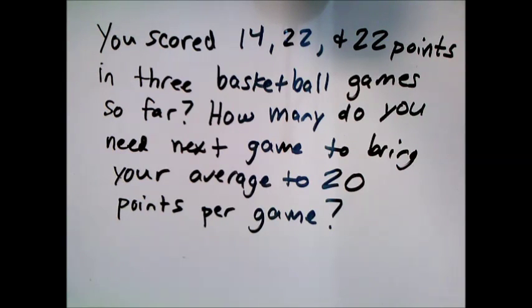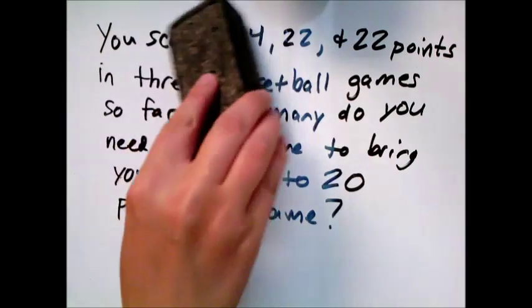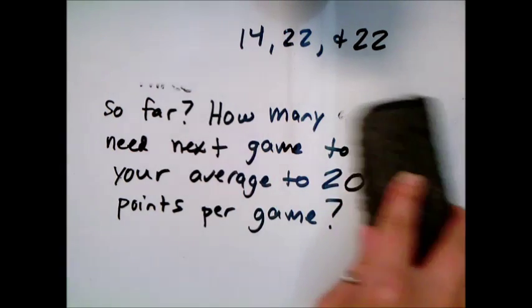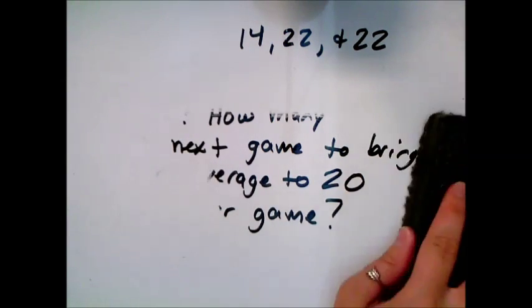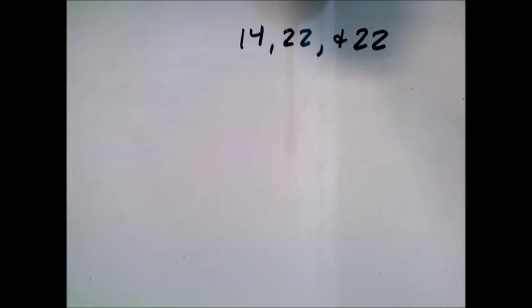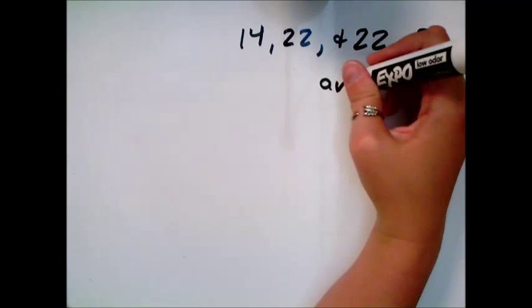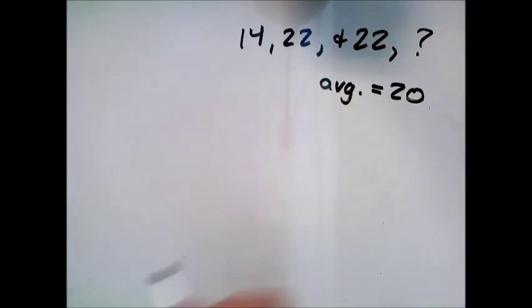But in this one, we're talking about basketball games. So you scored 14 points, 22 points, then 22 points in 3 different games. You want to bring your points per game average to 20. So in this next game, what do you need to score? Notice, just like in a lot of story problems, we don't need most of the words in between. The only pertinent stuff here is that you currently scored these, and you want your average to be 20. So we're saying 14, 22, 22, and what would bring your average up to 20?